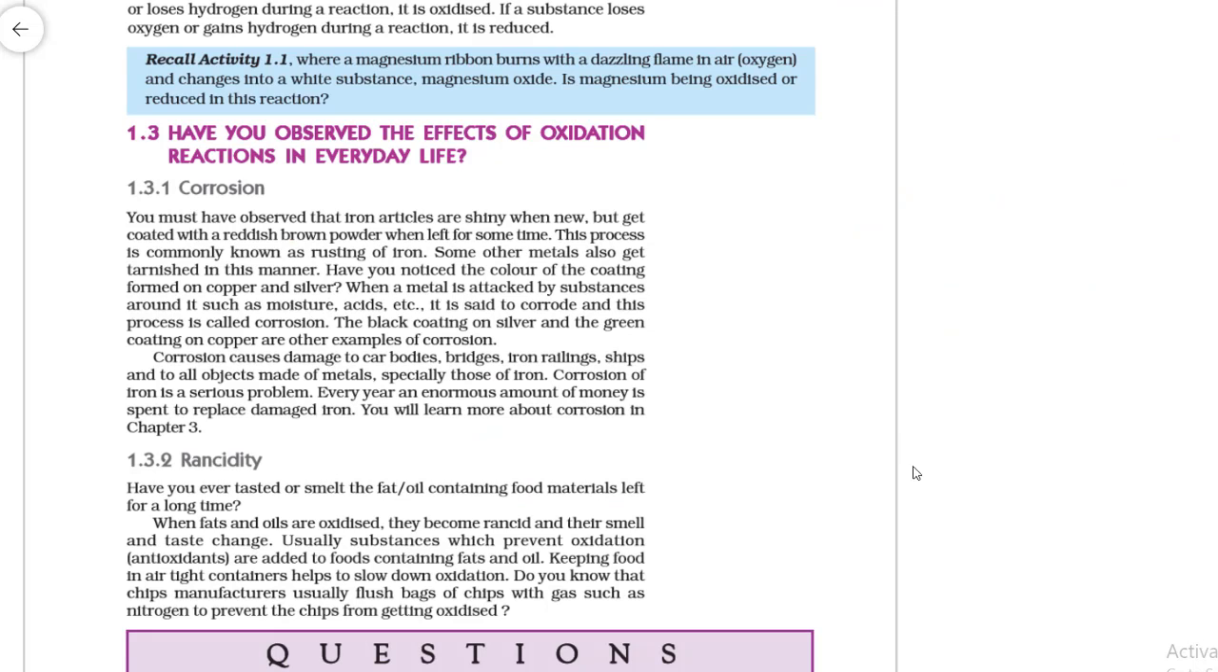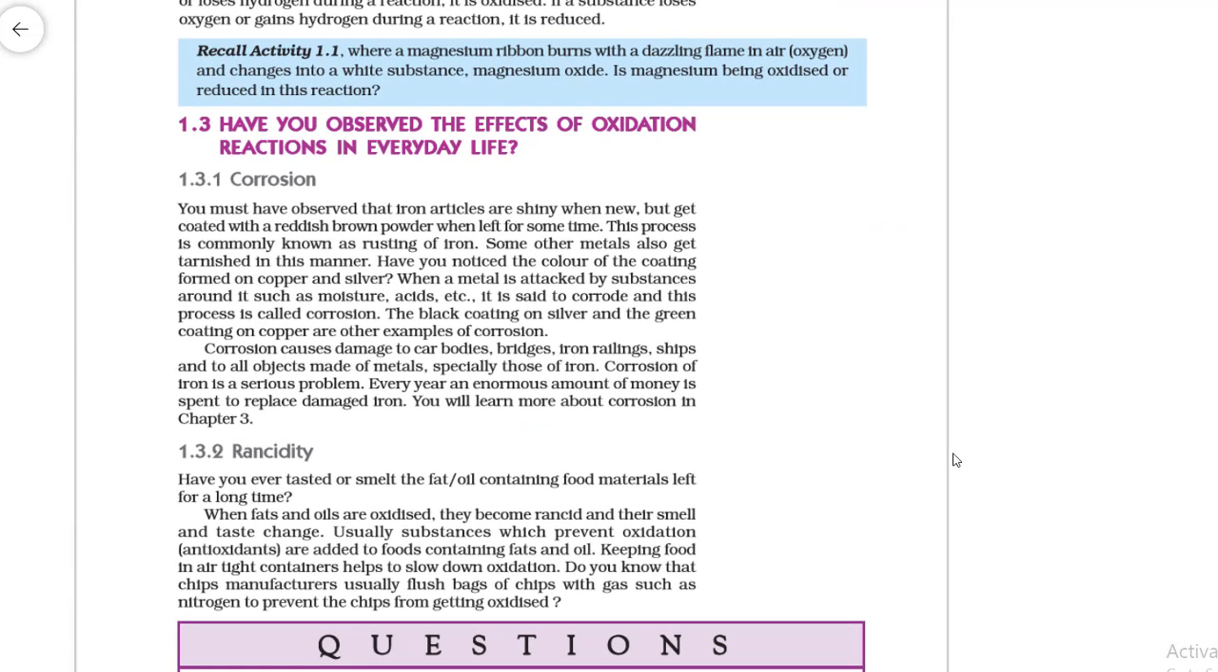Now we will see what the effects of oxidation reactions are in our life. So the first thing is corrosion. You all know that when iron is exposed to air, what happens? There is a formation of rust, right? So this process we are going to call what? Corrosion. Corrosion is nothing but the process where iron articles, or shiny metals like silver or copper, are going to get tarnished.